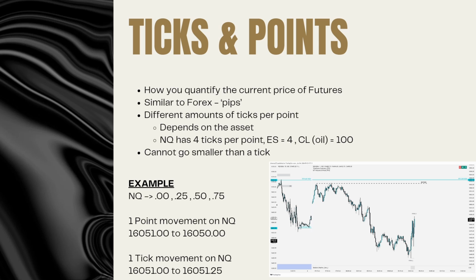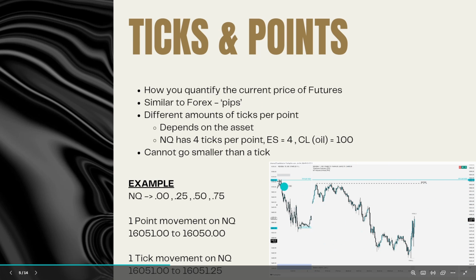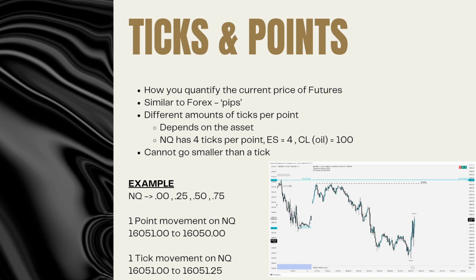Ticks and points. So this is how you quantify the current price of a future contract, and this is most similar to your Forex pips. Points is what you're going to see on the right side of your chart there, as well as time on the bottom. Now there's different amount of ticks per point, and it depends on the asset class that you're using. So something like the NASDAQ has 4 ticks per point. ES also has 4 ticks per point, and CL, which is oil futures, will have something like 100 ticks per point. Now the smallest unit of measurement is a tick, so you cannot go smaller than 1 tick.